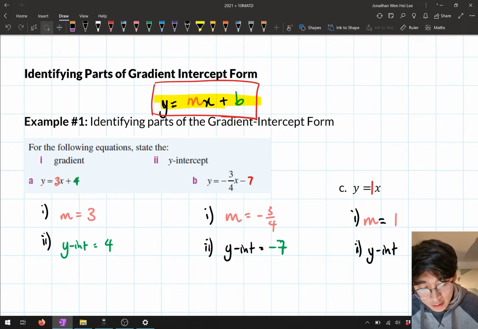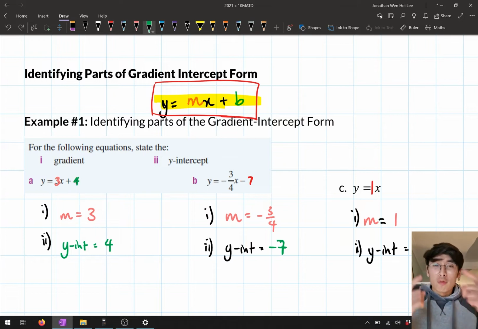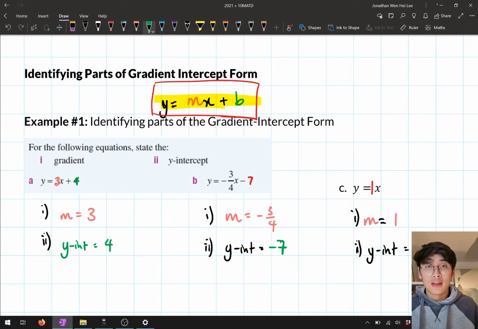Now the next part is the y-intercept. Because there's no number there, that just means I have a y-intercept of 0. Okay, so that's this first part. When we are finding the gradient and the y-intercept, all we want to do is match up our equation with that form y is equal to mx plus b, and from there, we read off what is m and what is b. Okay, that's the first part of today's lesson.